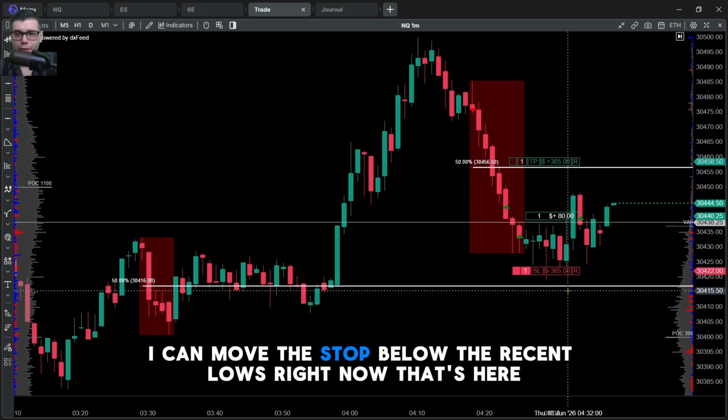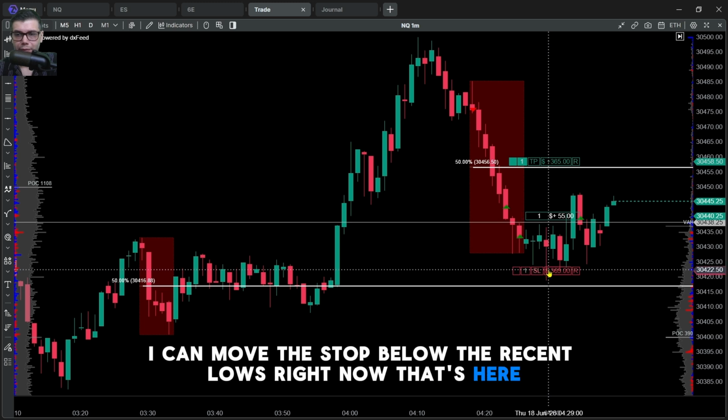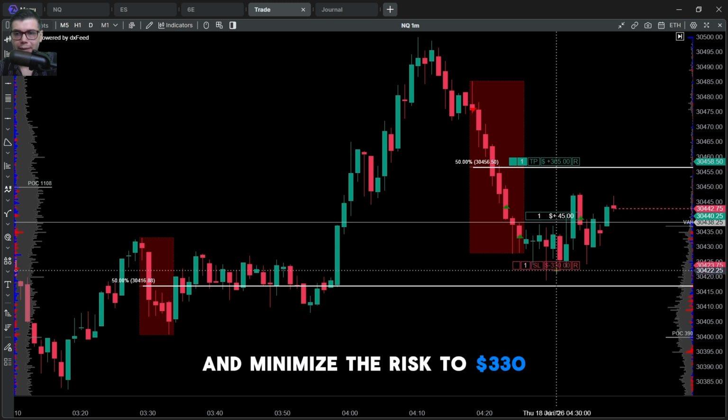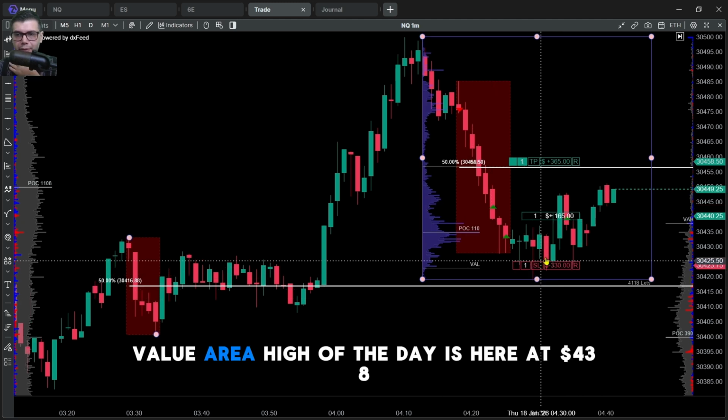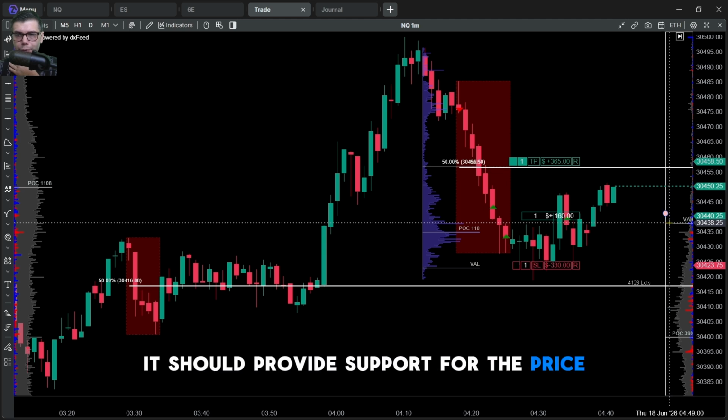I can move the stop below the recent lows right now. That's here. And minimize the risk to $330. Value area high of the day is here at $438. It should provide support for the price.